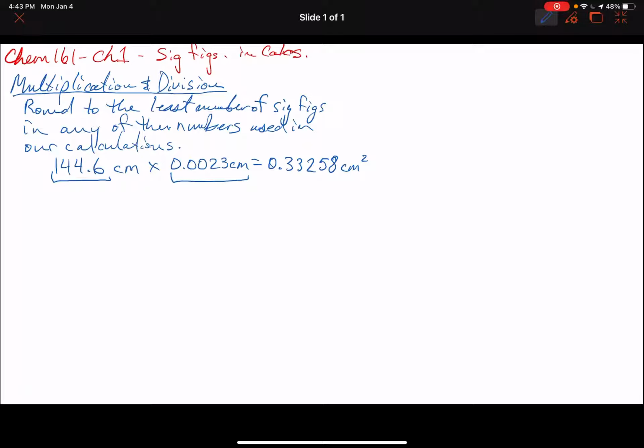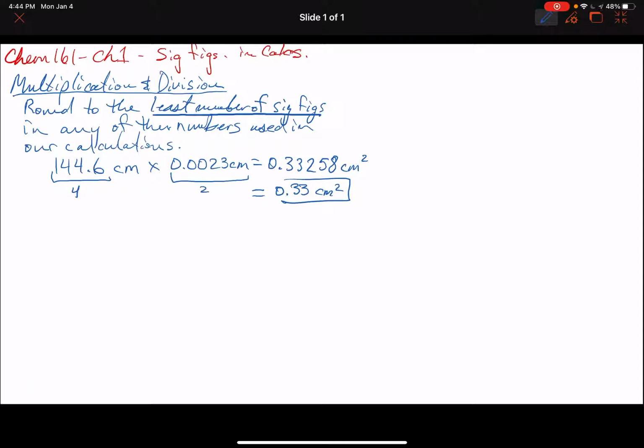So our final answer has to be to the least number of sig figs that was used in any of the numbers used in the calculation. So we better count sig figs in the first number and in the second number. Well, looks like we got 4 sig figs here. Leading zeros don't count, and we got 2 sig figs here. So our final answer has to be to the least number, so just 2 sig figs. So we're going to answer back with only 0.33 centimeters squared as our final answer. Okay, any additional information after that second 3 is putting too much precision in the answer and is not correct.